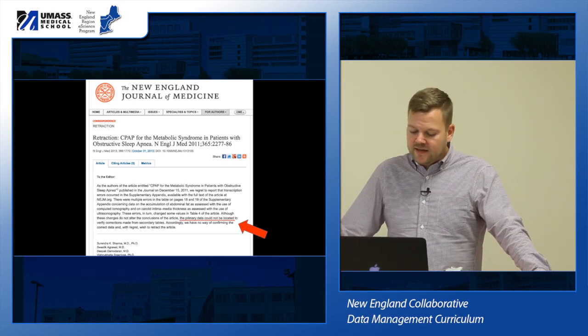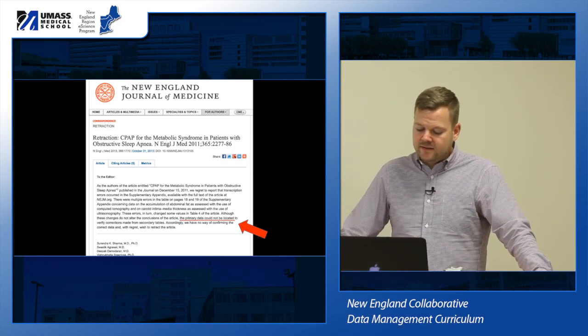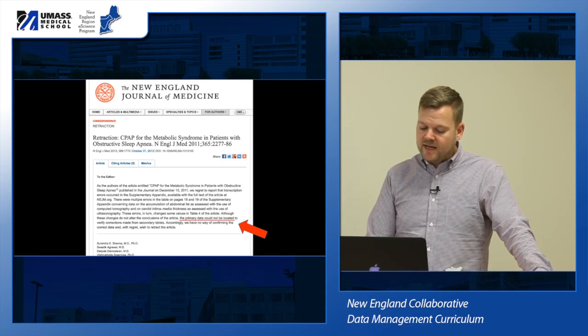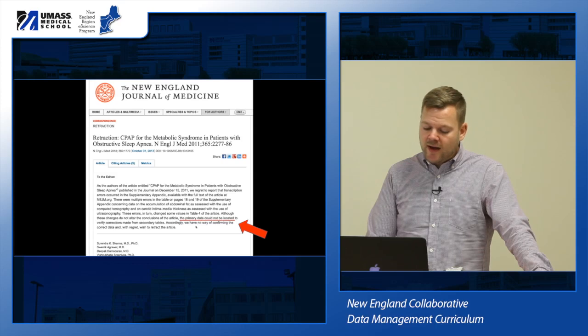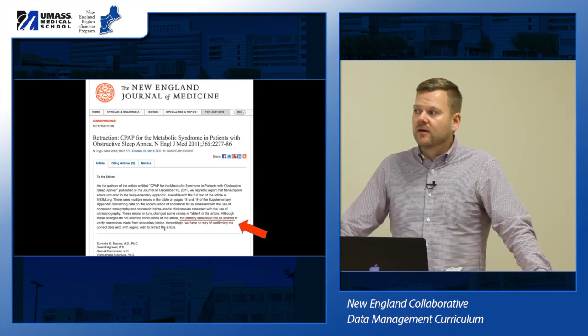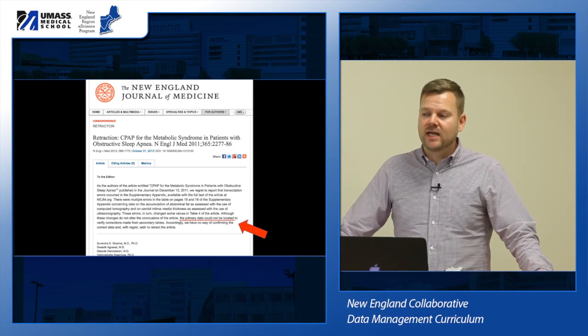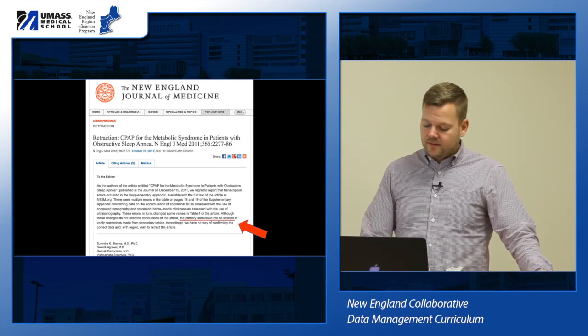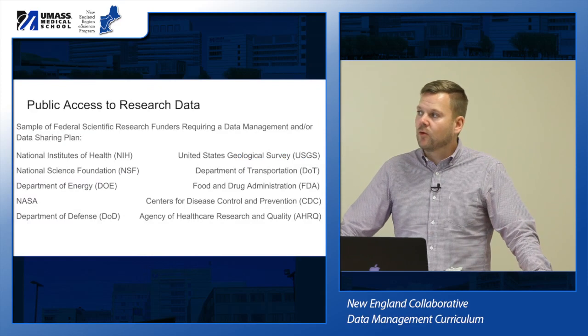And you can see here it says the primary data could not be located to verify corrections made from secondary tables. Accordingly, we have no way of confirming the correct data and with regret wish to retract the article. So this is a sort of worst case scenario, but a lesson for all of us of why research data management is important and why data retention is important.